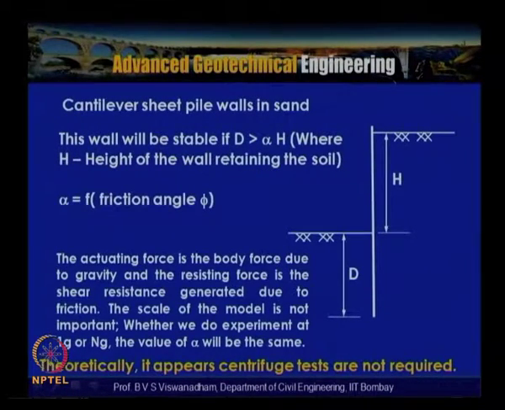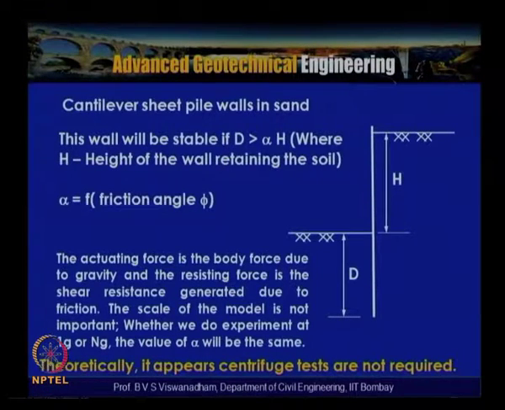In this case the actuating force is the body force due to gravity, and the resisting force is the shear resistance generated due to friction. So the scale of the model is not important, whether we do the experiment at 1G or Ng, provided we are able to maintain d greater than alpha h. Theoretically it appears that centrifuge model tests are not required, but in the forthcoming slides we will look into how centrifuge model tests show a different behavior.